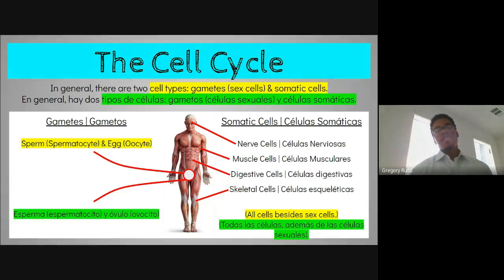So this difference in the type of cells is important because these cells, and we'll talk about this in greater depth in the next couple of days, but these different cells have different numbers of chromosomes. So your somatic cells have all 46 chromosomes, but your gametes, the sex cells, have half of that. They only have 23.